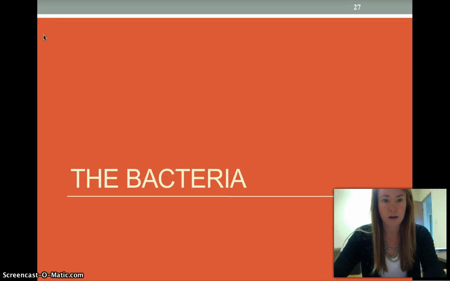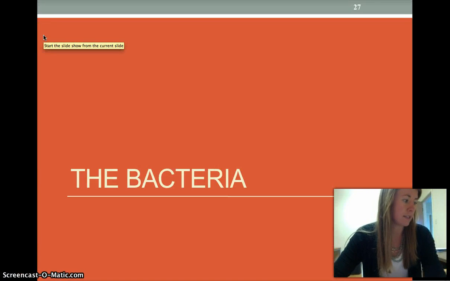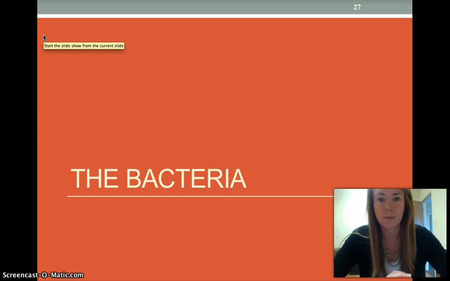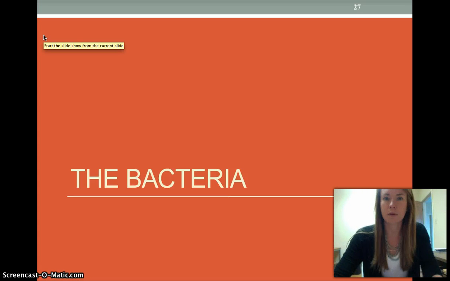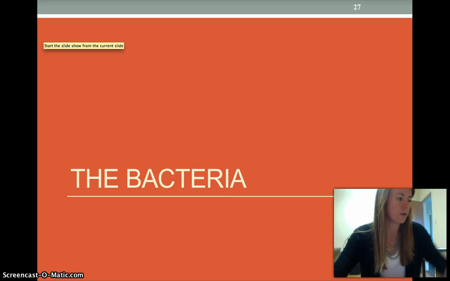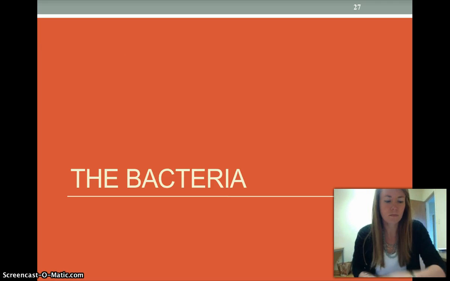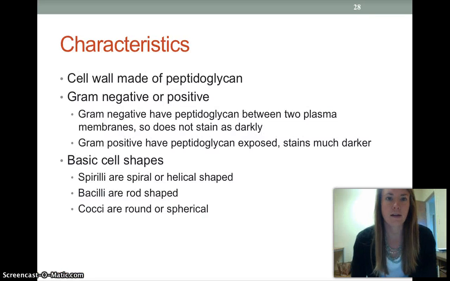So the next section in this unit is the bacteria. We know that bacteria are their own domain. They are prokaryotes. We know all about prokaryotes from the last section and about their replication and everything like that. So let's quickly talk about bacteria. Bacteria all have a cell wall, which is made of peptidoglycan. It's a hard word to say, but peptidoglycan.